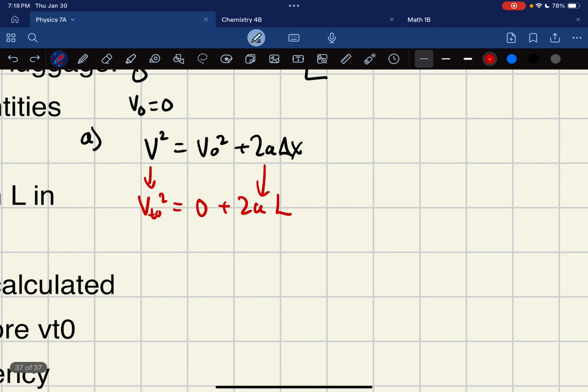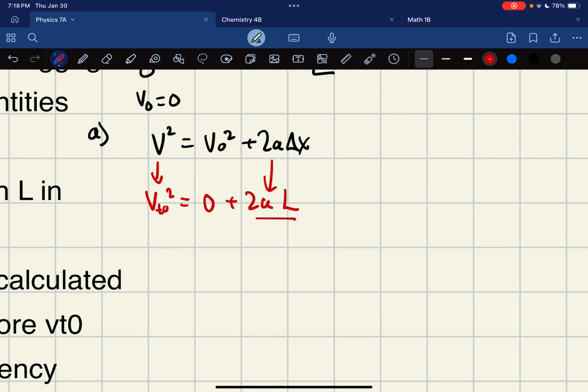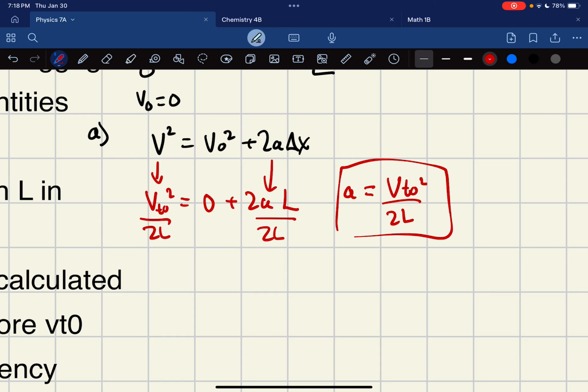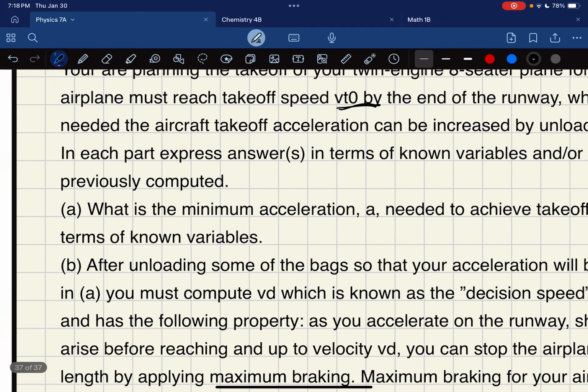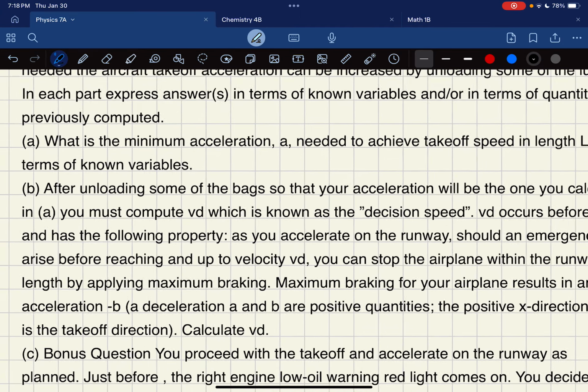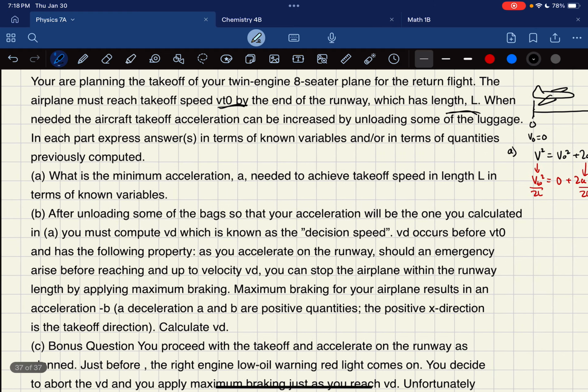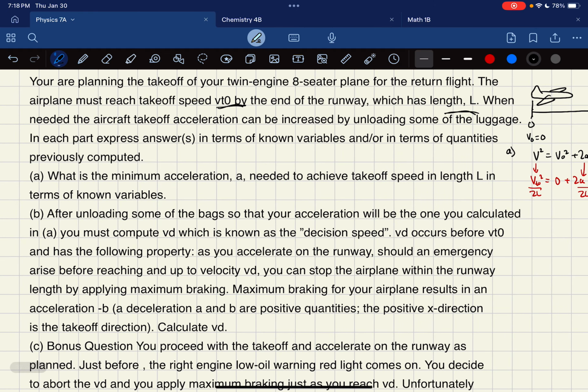Now all we have to do is a little bit of algebra. We can divide by 2L, and then we get A equals VTO squared over 2L. Hopefully that was simple enough. If it's not, have a little more practice with the level 1 problems, because I believe this is what the professor would consider a level 1 problem.